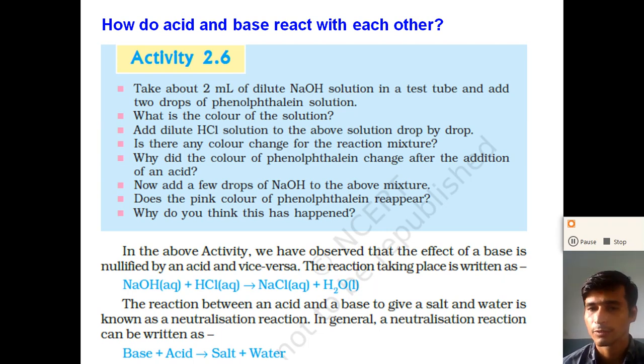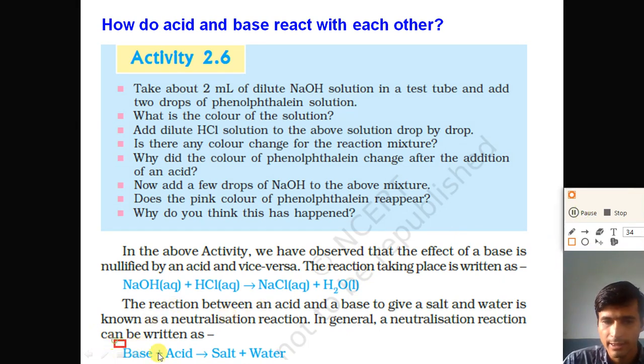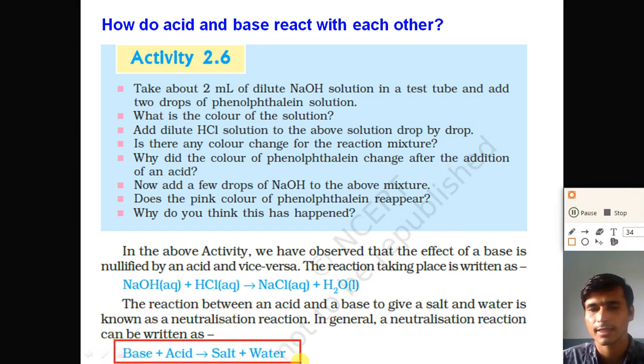When you observe that the effect of the base is nullified by the acid and the effect of the acid is nullified by the base. So when the acid reacts with the base, it produces the salt and the water, right? Remember this formula, and this reaction is called the neutralization reaction. Remember, when the acid reacts with the base, it produces the salt and the water. This type of reaction is known as the neutralization reaction, right?